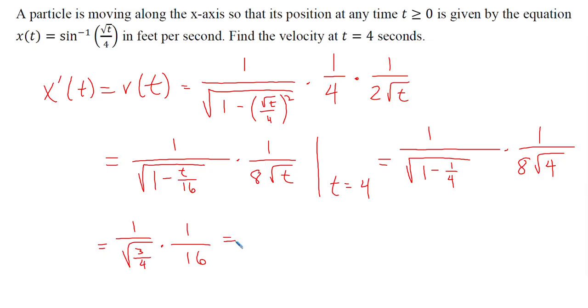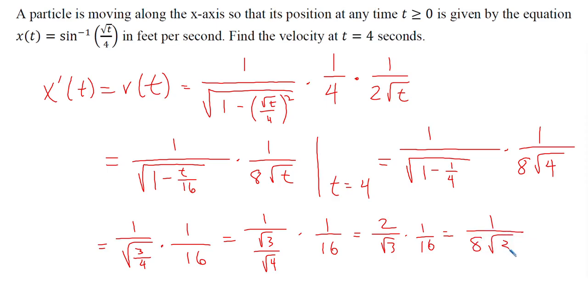Well, 1 over root 3/4, that's the same as 2 over root 3, right? If we rewrite that, it's 1 over root 3 over root 4 times 1/16. And if I take the reciprocal of root 3 over root 4, I'm going to get 2 over root 3, right? If I square root the 4, I get 2 times 1 over 16, which is 1 over 8 root 3. And our units here for velocity are going to be feet per second.